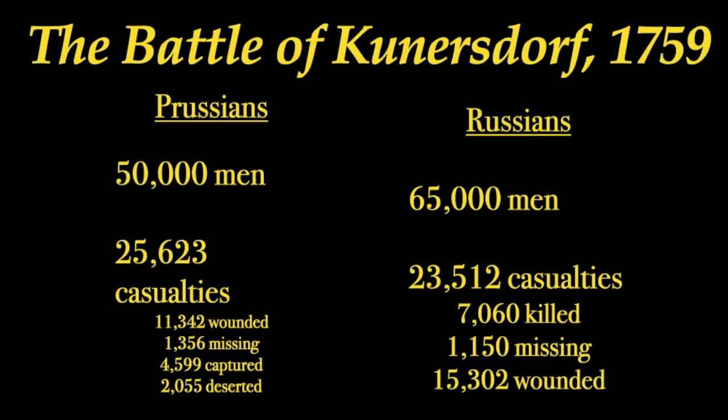The Battle of Kunersdorf the following year, 1759. 50,000 Prussians versus 65,000 Russians. Nearly the same casualties on each side. And these are, once again, astronomical casualties. 25,000 Prussian casualties, 23,000 Russian casualties. Who wins? Russia. The Battle of Kunersdorf was decisive. The Prussian soldiers turned on their heels and they fled in disorder, screaming, running away from the Russians, who are now going to march on Berlin.